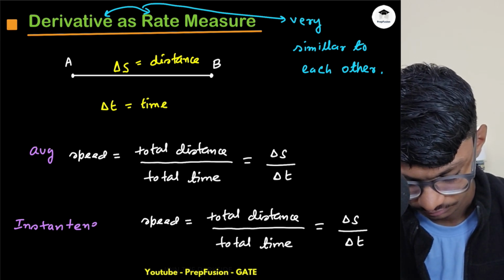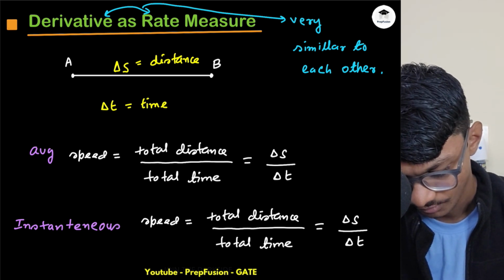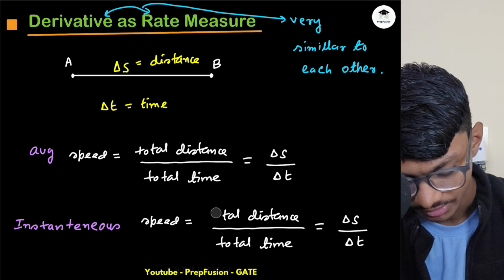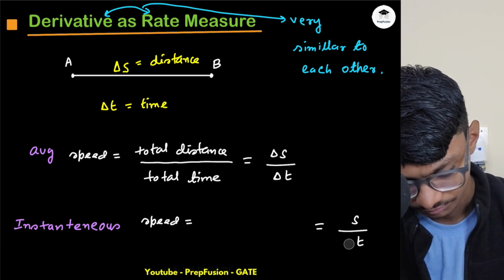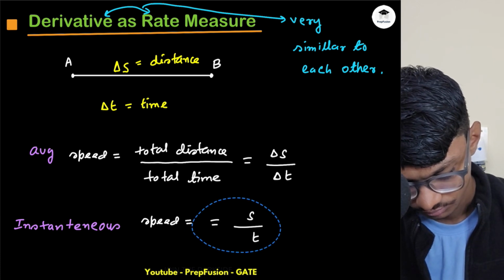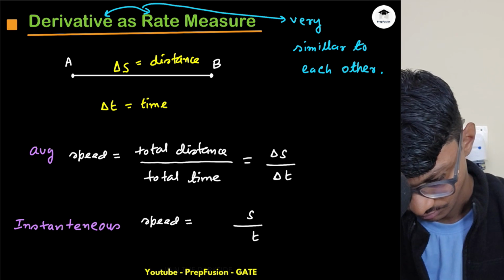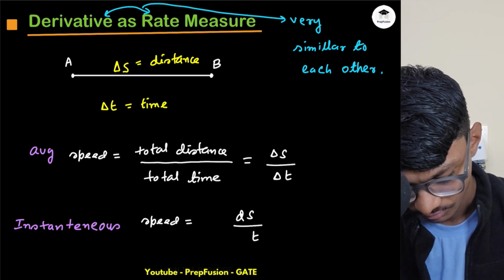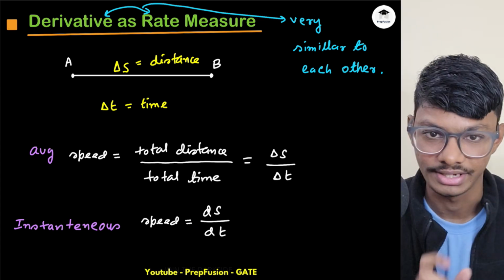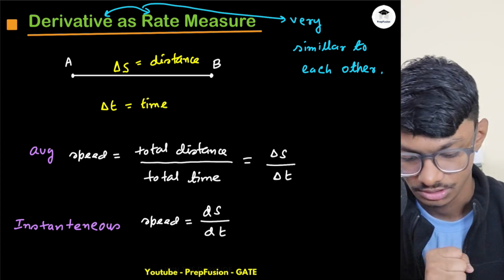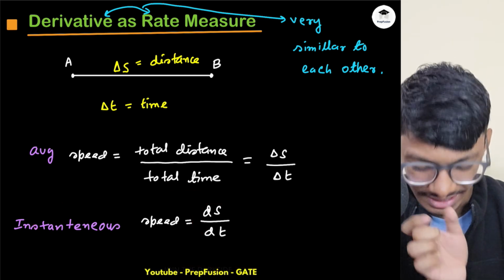Instantaneous speed. So in this case, what will be my instantaneous speed? My instantaneous speed will be ds upon dt. At that particular point, what is my speed? So it is ds upon dt. I hope you know the meaning of this derivative. It is the speed at that particular instant.